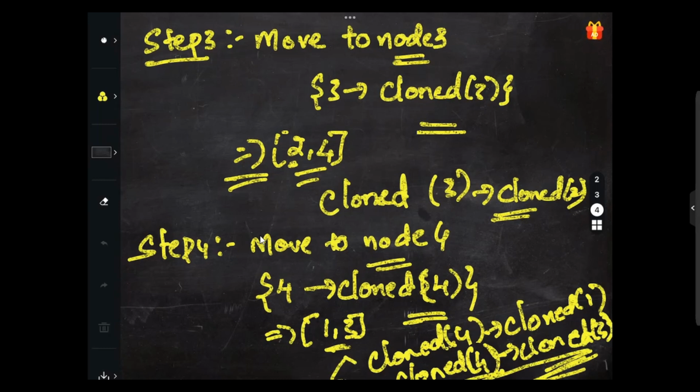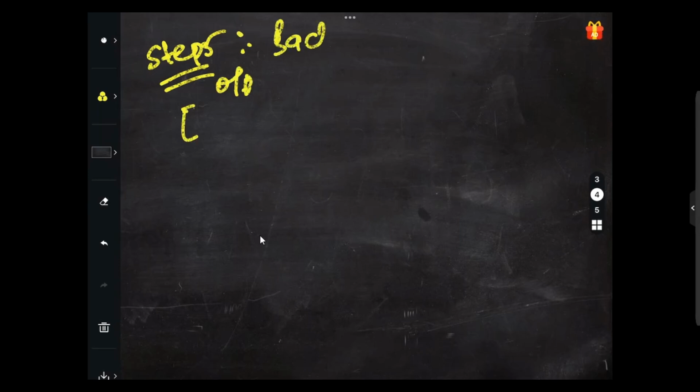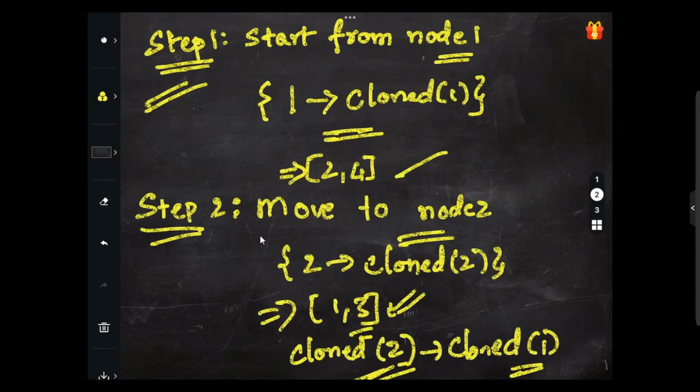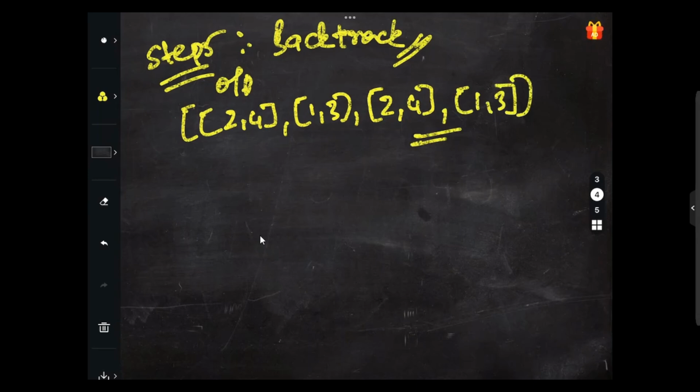This is step 4. So finally, in step 5, we will just backtrack and complete cloning for all the nodes. So here we will just backtrack and compute cloning for all the nodes. So the final clone graph that we got here is, let me come here, the same thing, right? 2 comma 4, 1 comma 3, 2 comma 4, 1 comma 3. That's what we got here.